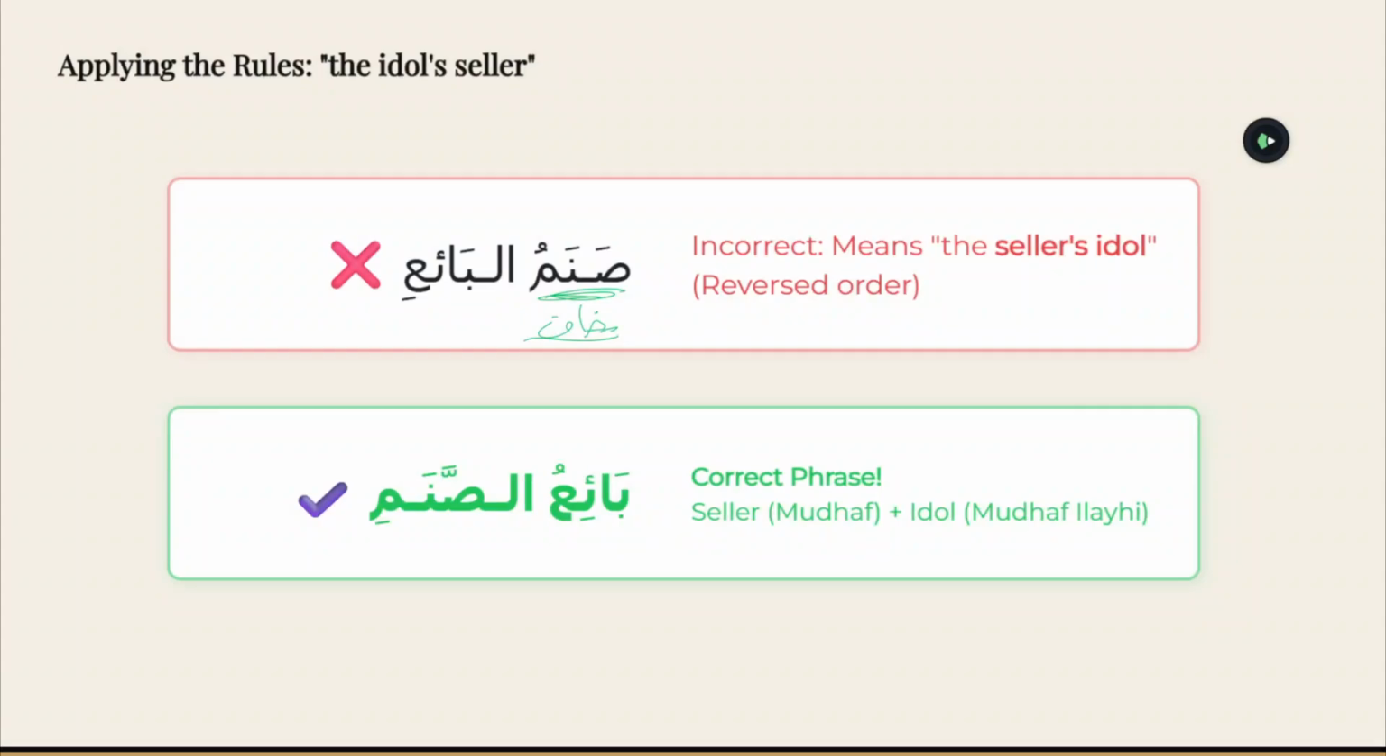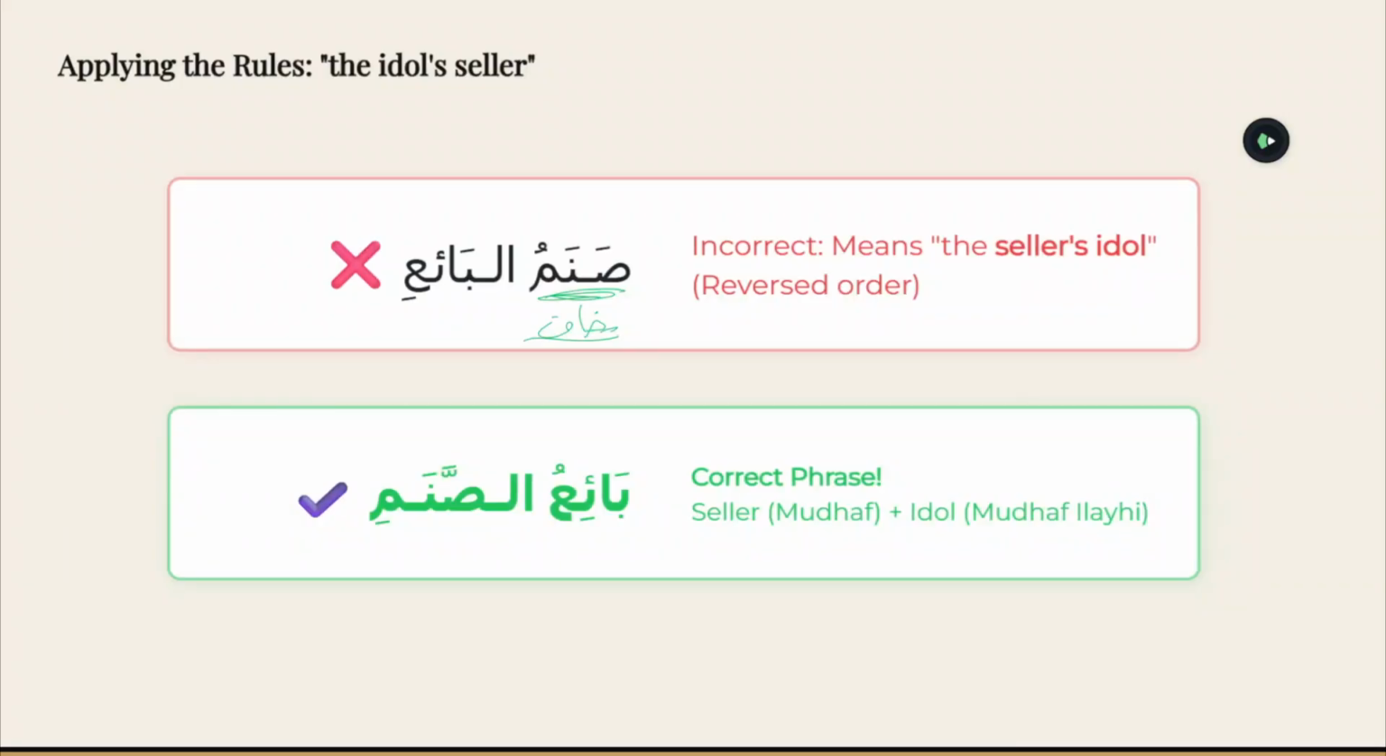Okay, this actually means the seller's idol. This doesn't mean the idol's seller, it means the seller's idol, which meaning-wise can be correct. In terms of meaning, sanamul ba'i'i is correct. Like the idol can belong to a seller. Nothing wrong with that. But the phrase we're translating does not translate to the seller's idol. We are looking for the idol's seller. So the correct phrase over here is actually ba'i'u sanami.